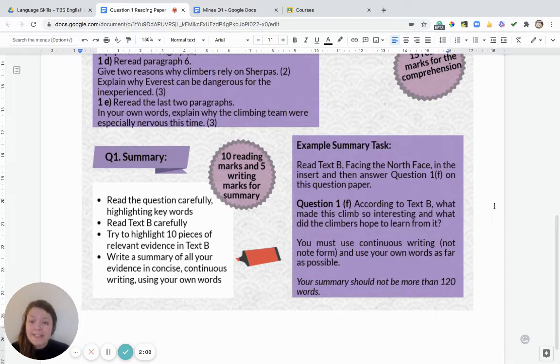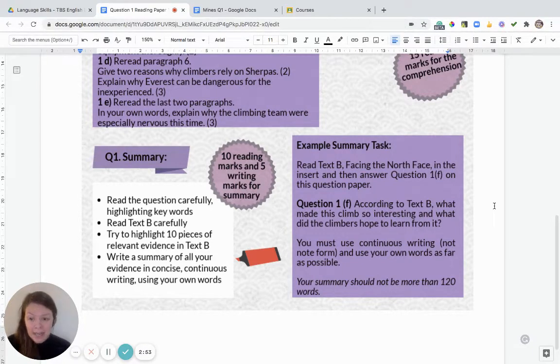For this, you'll need to read text B and find 10 pieces of evidence that are relevant in that text, and then write a summary of all of your evidence, and all of that needs to be in your own words. The challenging thing about question 1F is that you need to write really concisely, in as few words as possible, because it says in the question your summary should not be more than 120 words. So there are 10 marks for reading, for your evidence, and 5 marks for writing for this summary. So do focus in question 1F on making your writing nice and concise and accurate, because that's going to help you pick up more of those 5 marks.